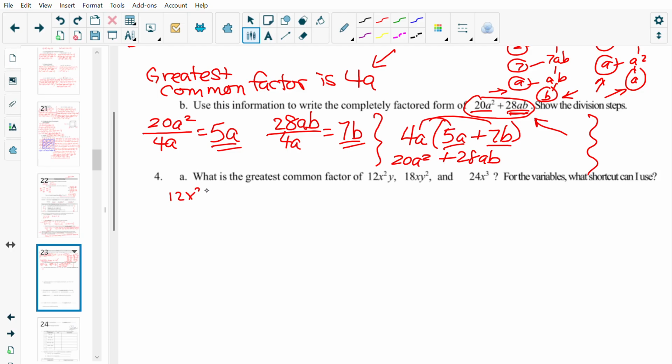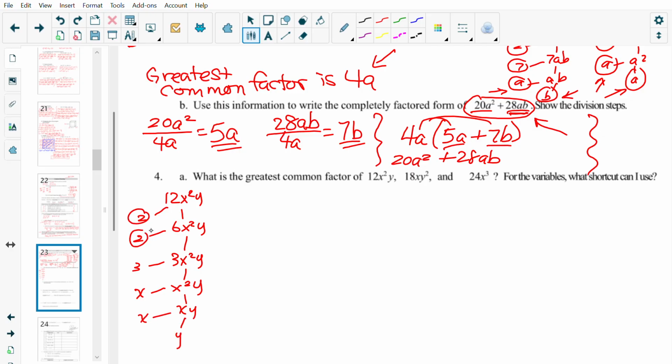Let's prime factorize each one. That's 12x squared y. Let's go 2. That's 6x squared y. Let's go 2. And that's 3x squared y. Let's divide by 3. That's x squared y. Let's divide by x. That's xy. Let's divide by x, and we're left with y. So there's the prime factorization of 12x squared y.